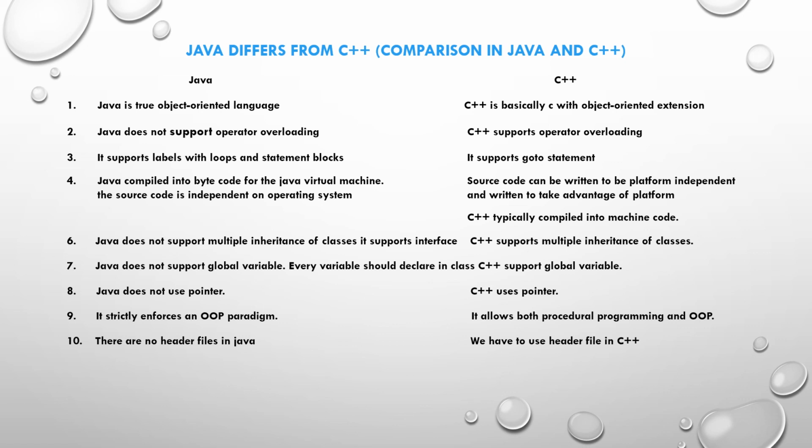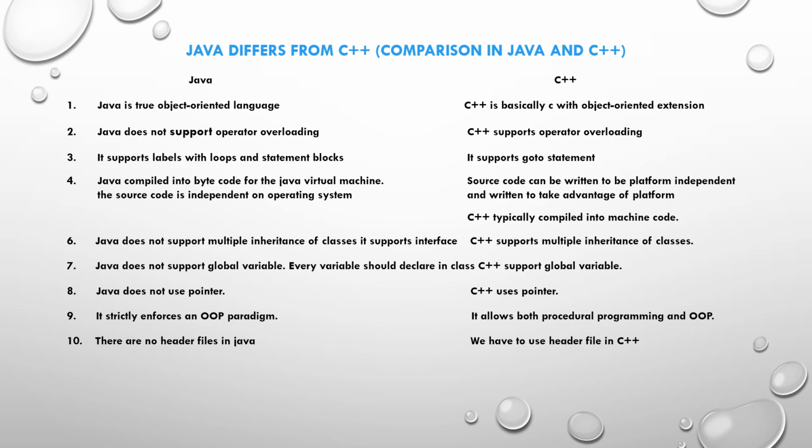Ninth difference, Java strictly enforces an object-oriented paradigm. That means Java strictly enforces object-oriented programming concepts like encapsulation, abstraction, inheritance, polymorphism, dynamic binding, message passing. But in the case of C++, it allows both procedural programming and object-oriented programming concepts.